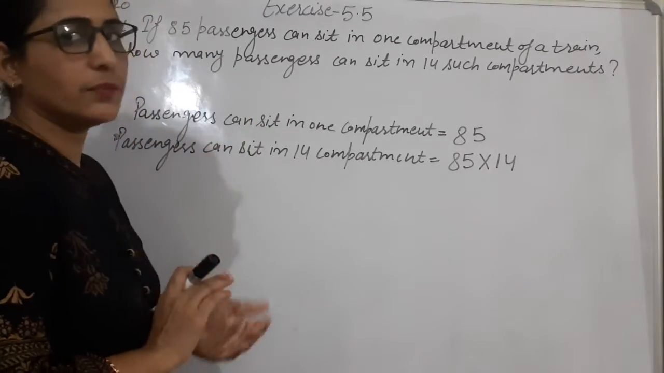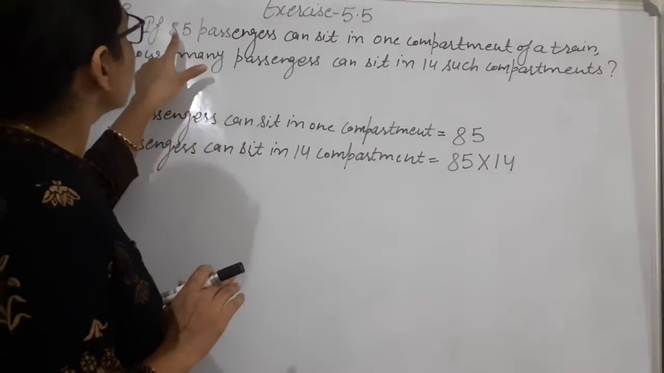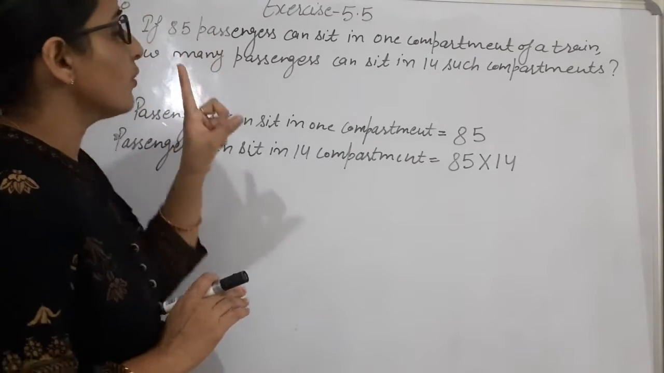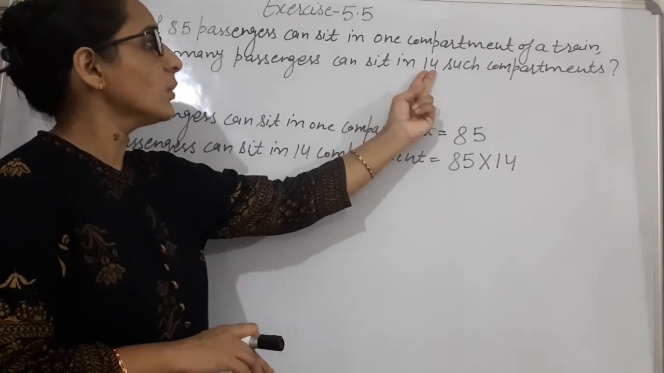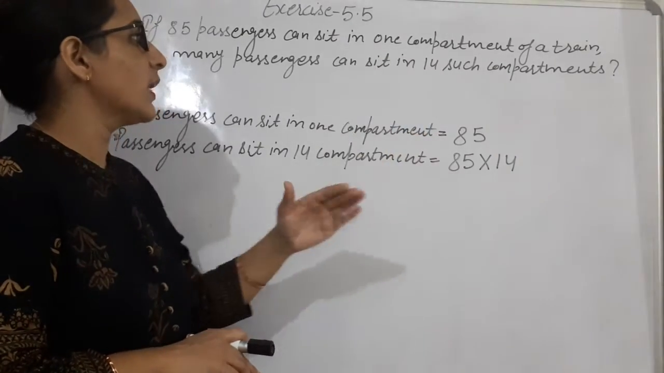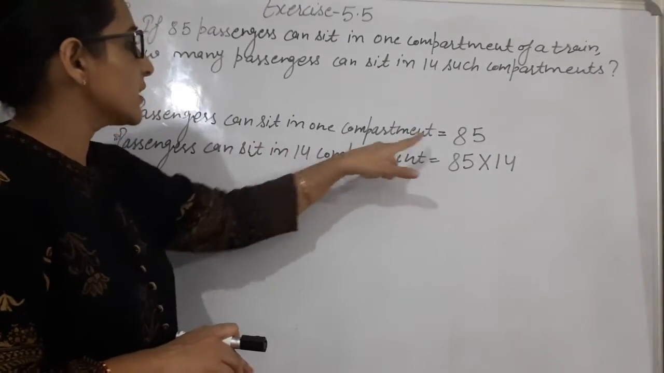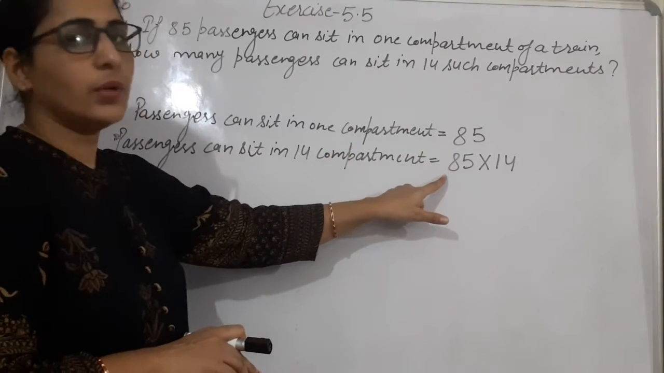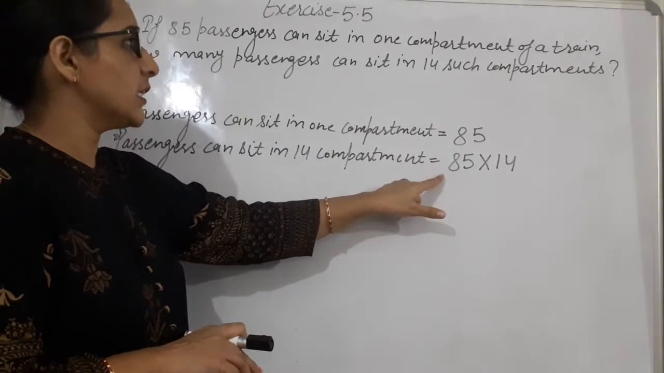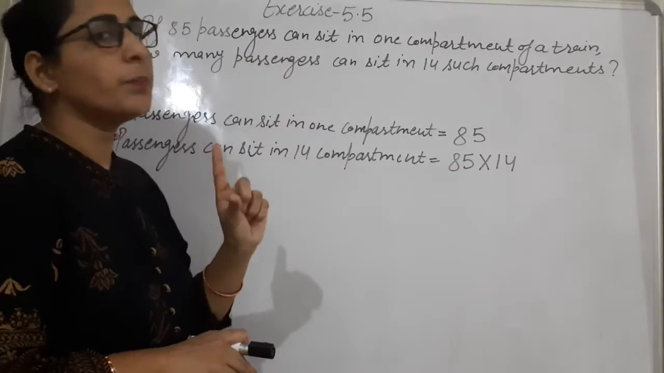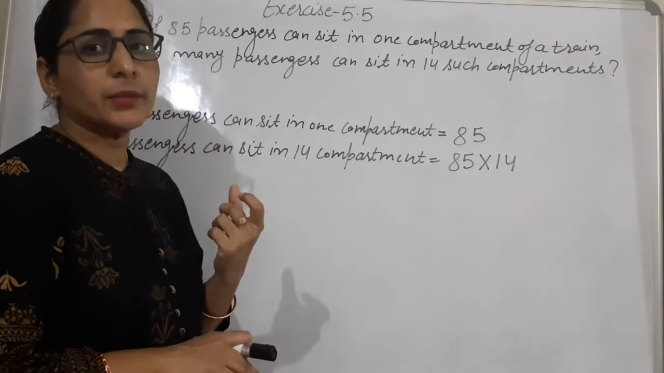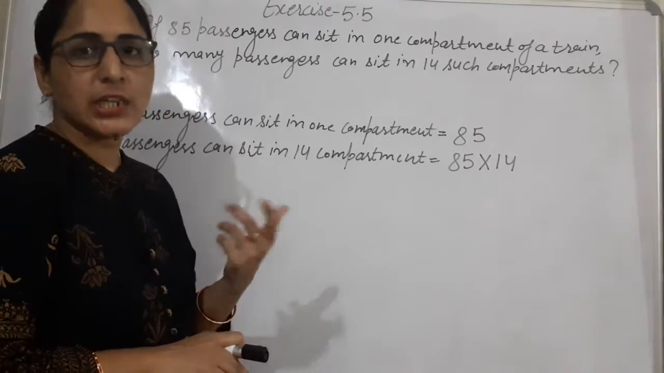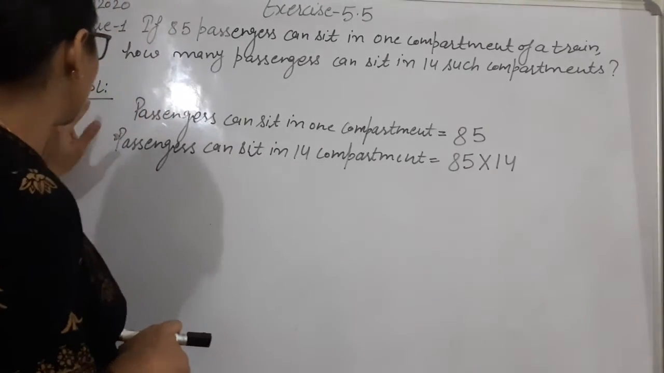सो फॉर दिस व्हाट वी डू हियर, the number of passengers is given in one compartment. We will find here the more. Clear? And we know very well when the value of 1 is given and we will find more, we do the multiplication. क्वेश्चन ये है आपका, एक कंपार्टमेंट में 85 पैसेंजर्स हैं, तो 14 कंपार्टमेंट्स में कितने पैसेंजर्स होंगे? ज़्यादा होंगे. सो लेट्स सी हाउ वी डू.